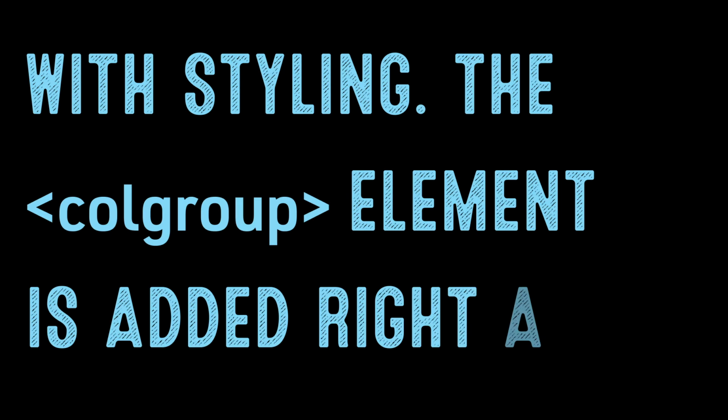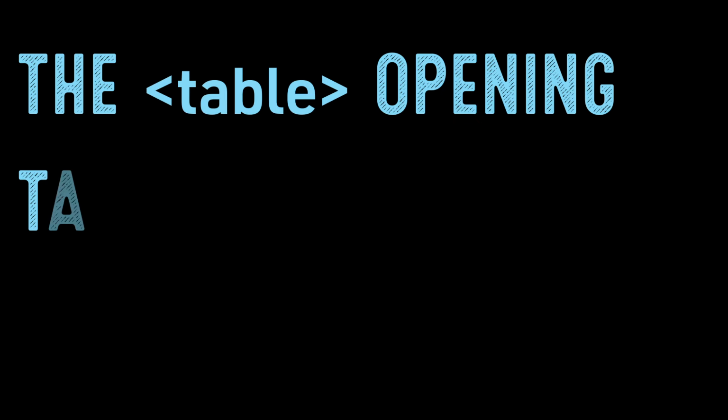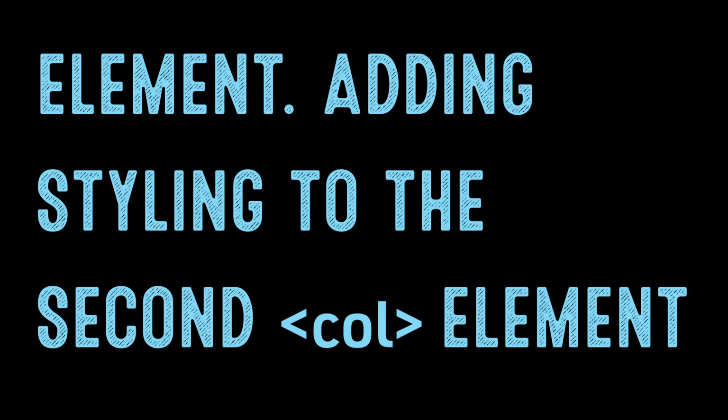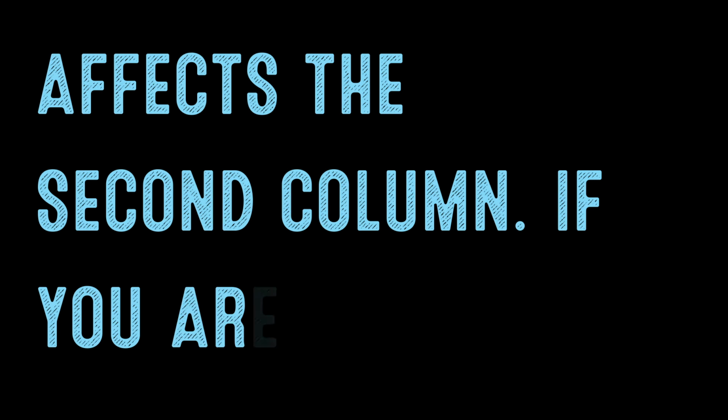The column group element is added right after the table opening tag and will contain a total number of columns in your table by tagging each with a column element. Adding styling to the second column element affects the second column. If you aren't styling a column, you should include a blank column as a placeholder.